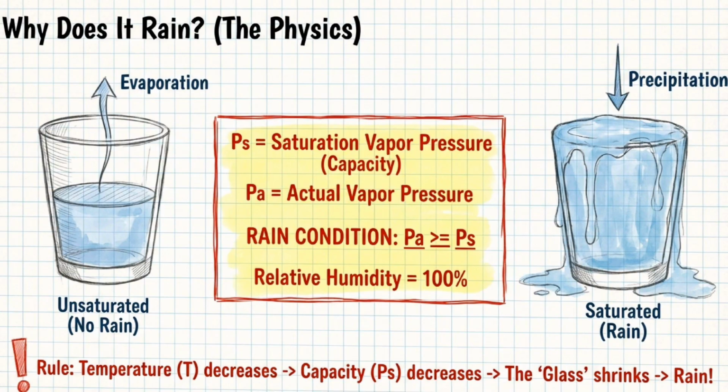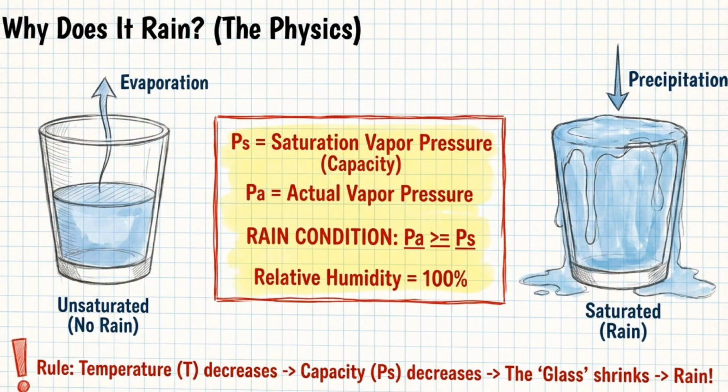Now here is the magic part most students miss. Temperature controls the size of the glass. When temperature is high, the glass becomes big. Air can hold more water vapor. When temperature decreases, the glass shrinks. Capacity, saturation water vapor decreases. But the actual water vapor is still there. So what happens? Small glass, same water, overflow, then rain.